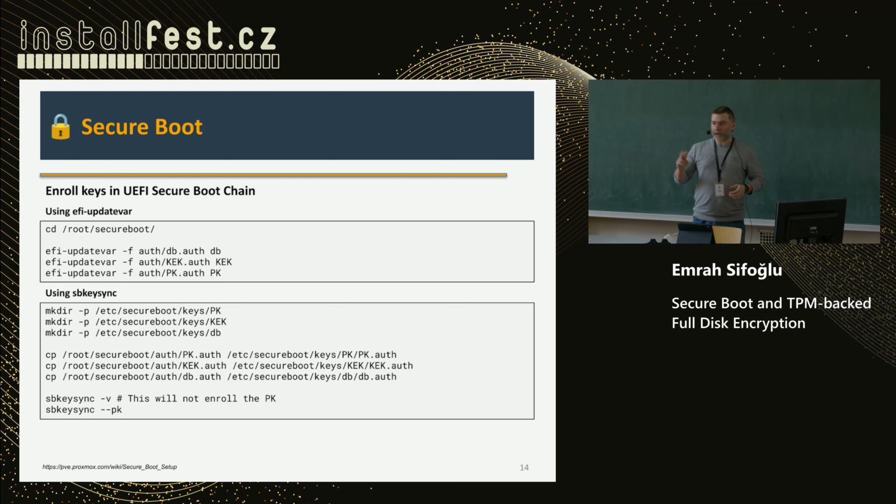After that, there are two ways you can actually enroll these keys into the trust chain. One is you can use the EFI updatevar, and the other approach is placing those keys in certain folders and then using the sbkeysync, which you need to run two times. At first, it will enroll the key exchange keys and authorized signatures, which is the DB, and the second one will be for the platform keys. After that, you will reboot the machine, go to UEFI again, and enable secure boot. If everything goes well, your machine will boot up securely.